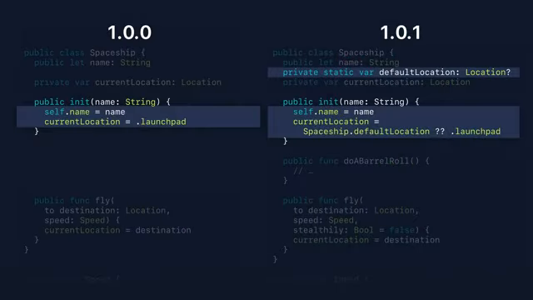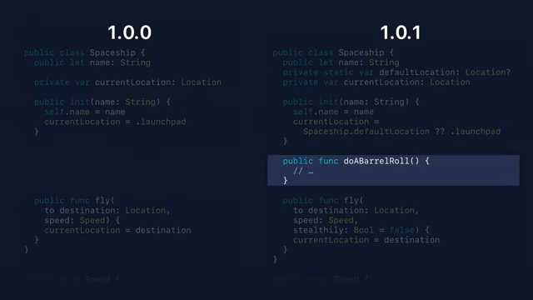Now, the next change I've made here is to add a new method to the spaceship class. It's a new public method, which means clients will start using it and depending on it. So the right thing to do is to increment the minor version number. And you'll notice I also reset the patch version to 0.